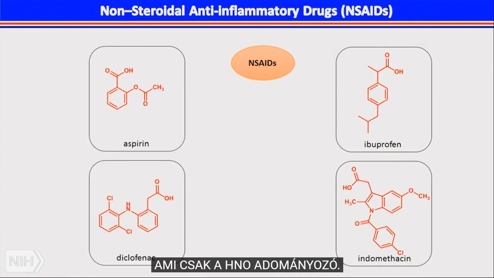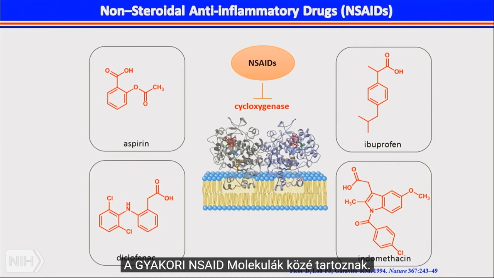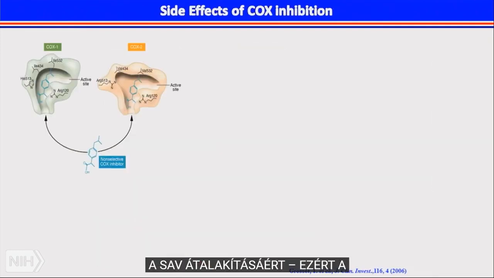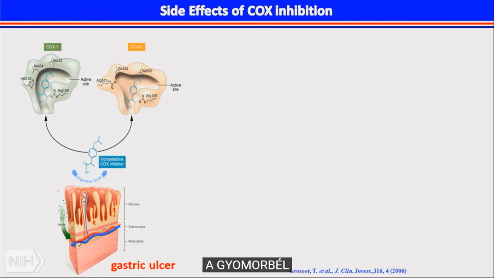Non-steroidal anti-inflammatory drugs are commonly used to alleviate pain and inflammation, and these are some of the common NSAID molecules. They work by inhibition of cyclooxygenase, which is responsible for conversion of arachidonic acid to different prostaglandins. One of the main side effects of NSAIDs is that since they inhibit both COX-1 and COX-2, this leads to gastric ulceration, because COX-1 is responsible for maintenance of stomach lining.